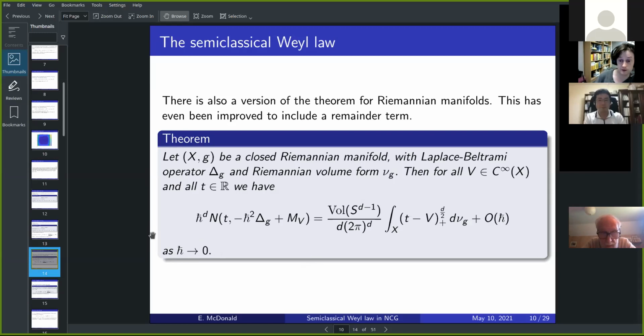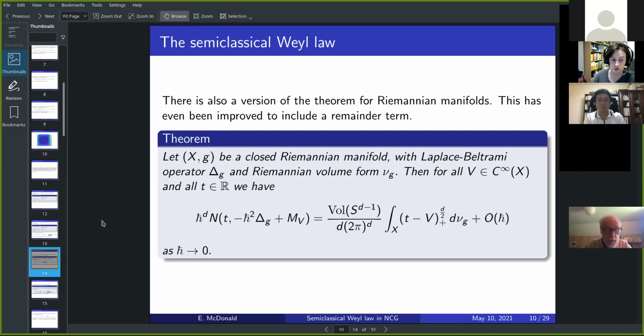So this is a version of the semi-classical Weyl law. Suppose you have a closed Riemannian manifold, Laplace-Beltrami operator Delta_g associated to the metric g, and you've got a volume form mu_g. Then for all real valued C infinity potentials, we have this asymptotic formula with this remainder term. Now, if you know anything about this area, the idea of Weyl laws in general, you'll know that these remainder terms are vastly more difficult to get than just the leading term in the asymptotic. So this is a very advanced theorem, and it's proved using very sophisticated geometrical techniques. But that's the state of the art, and we won't need to discuss anything quite so sophisticated here today.